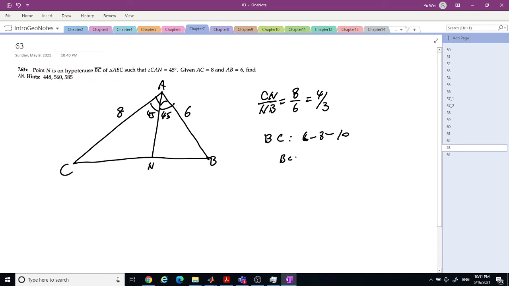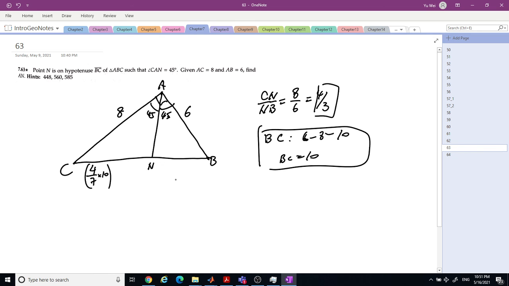So BC equals 10. BC equals 10, and we cut it into 7 pieces, right? This is 4/7 times 10, and this is 3/7 times 10. Okay. Do we want to find what AN is, right?